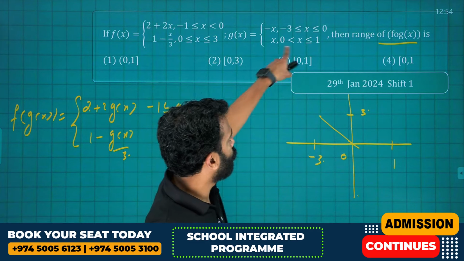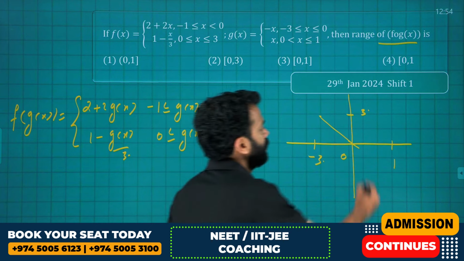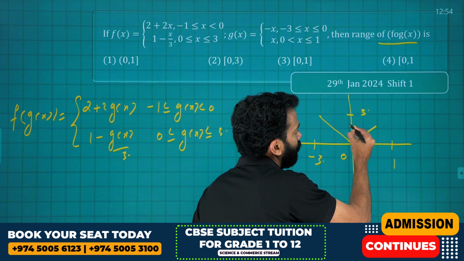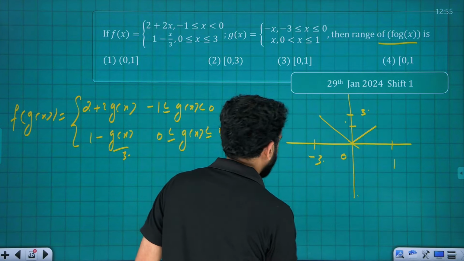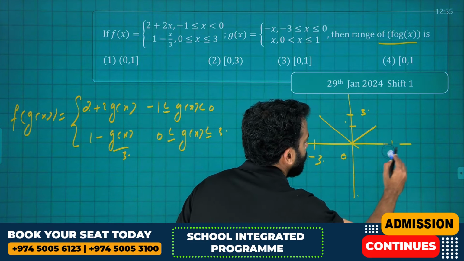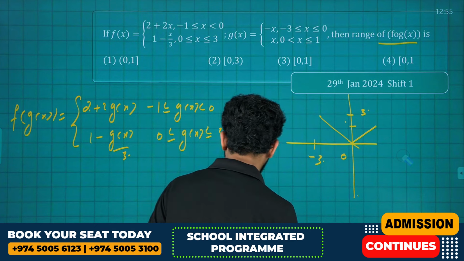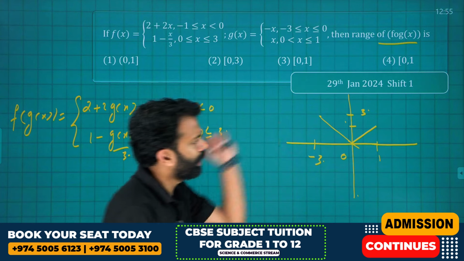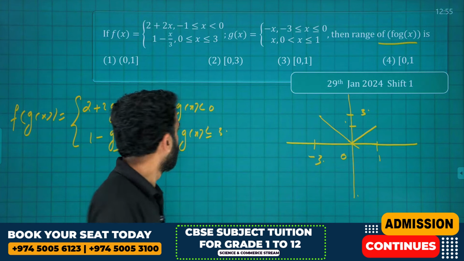Okay, and from 0 to 1, what is the value of g of x? That is like this. This is 1. Okay, slight modification here. This is 1. That's all. This is the graph of g of x.